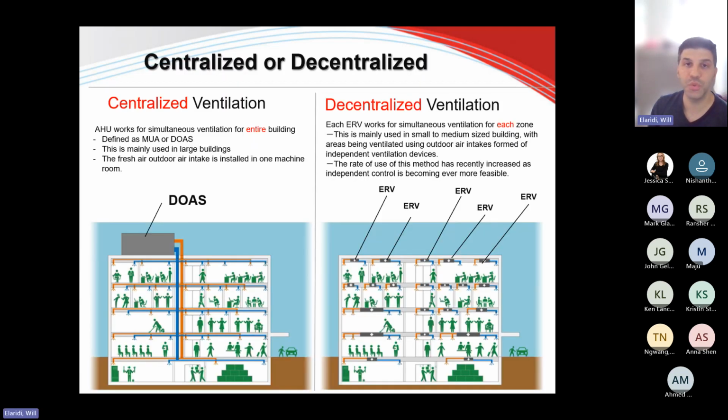Now, moving on to the types of applications and when to use different types of ventilation equipment, broken down into two categories: centralized or decentralized ventilation. On the left is a centralized ventilation system. Typically, what you'd be familiar with is seeing a DOAS unit or a makeup air unit, typically located on the roof of a building, which has duct risers that can branch out into different zones, providing fresh tempered air that way.